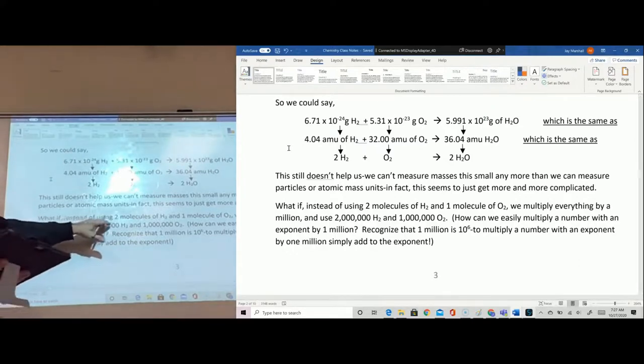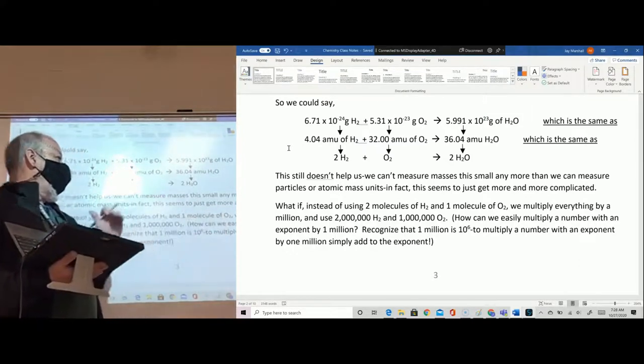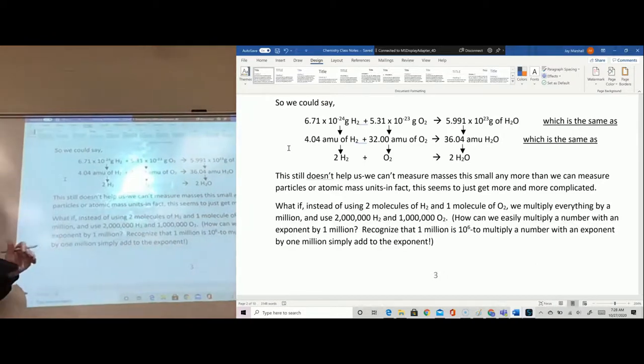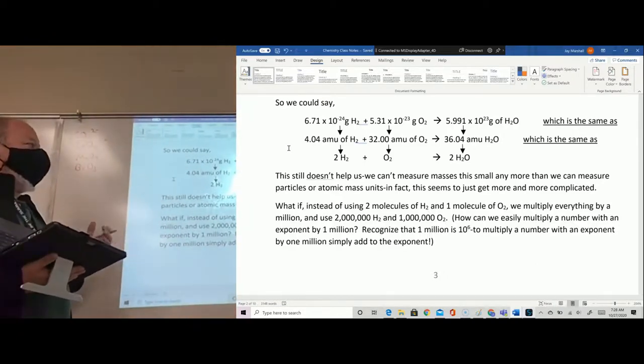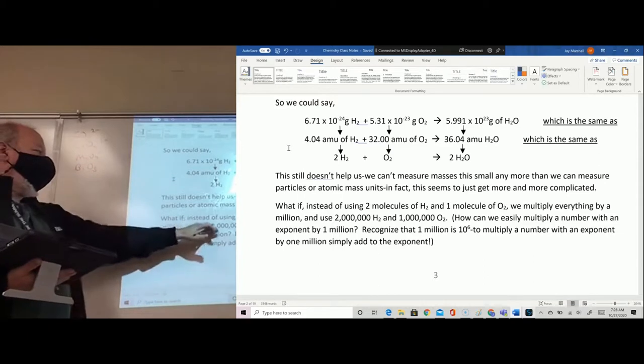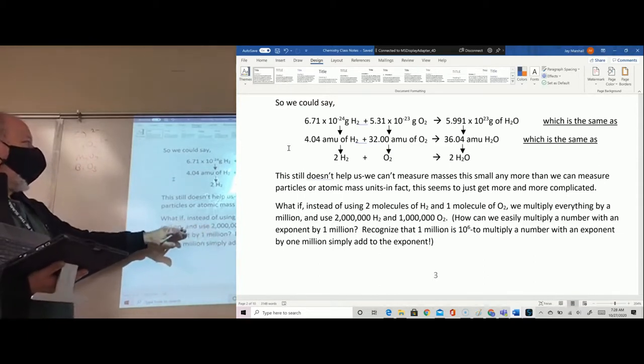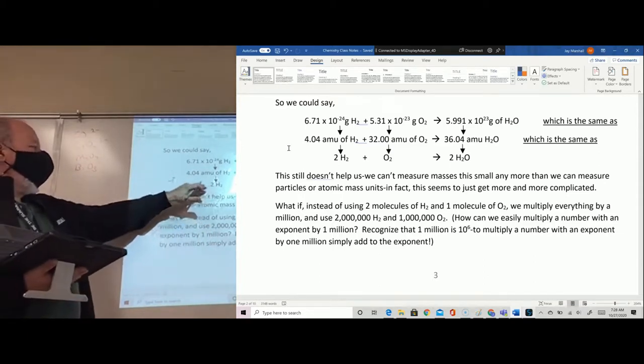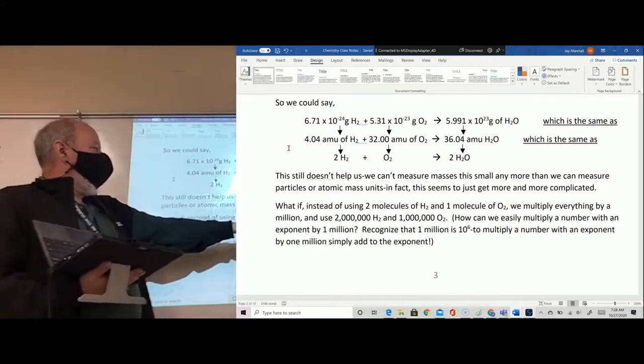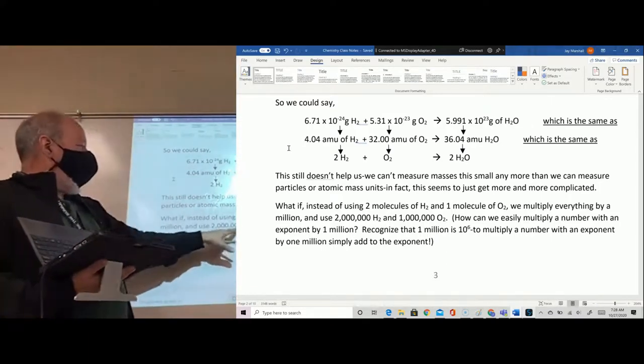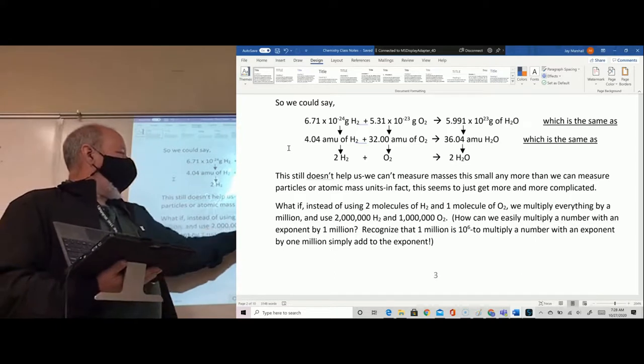What if instead of using two molecules of hydrogen and one molecule of oxygen, let's multiply this by some outrageous number. Let's multiply everything by a million. Let's say I have a million particles or 2 million particles of this and 1 million particles of this. It's the same ratio, right? 2 million to 1 million.